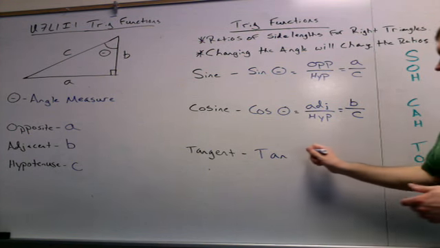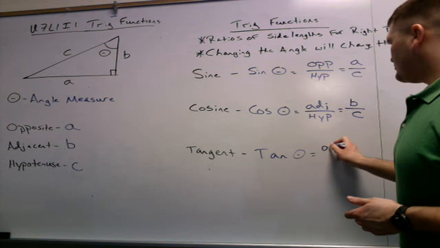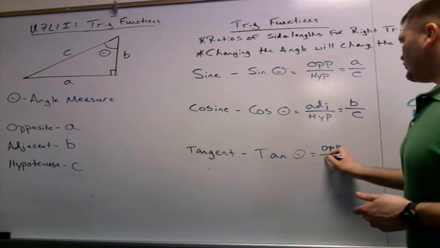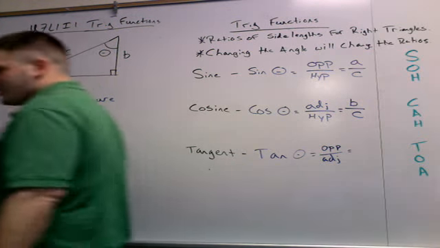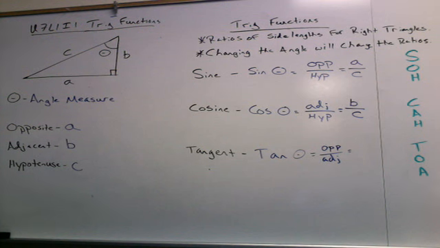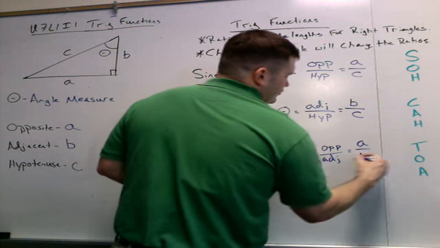And tangent is always opposite over... nope, we already did opposite over hypotenuse. Opposite over adjacent. Tangent is always opposite over adjacent. Now, what's my opposite side again? A. What's my adjacent side? B. So this is always going to be A over B.